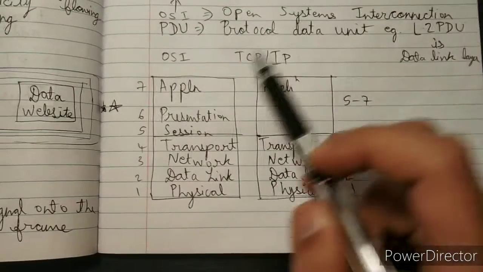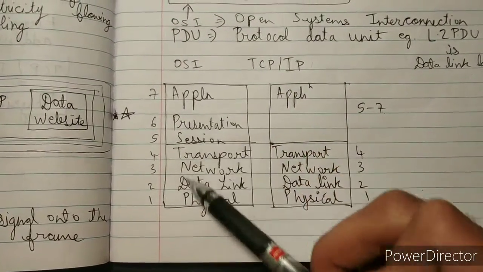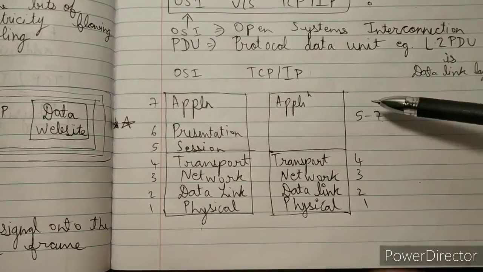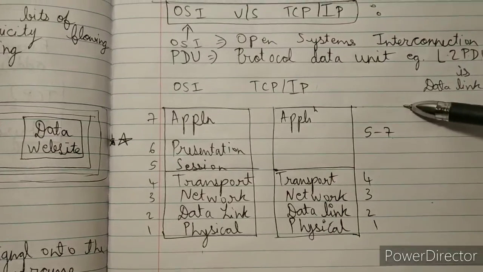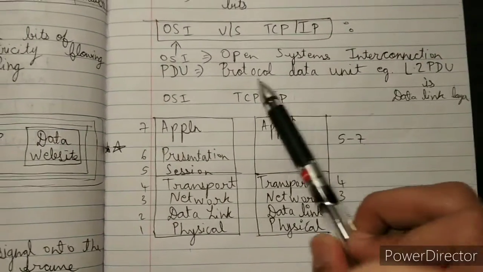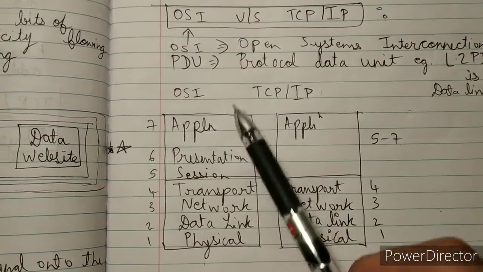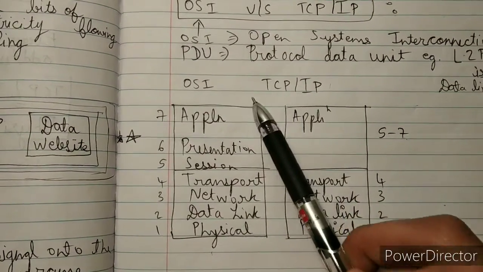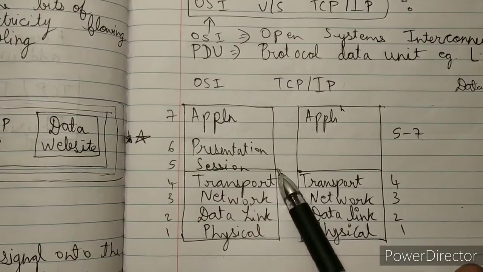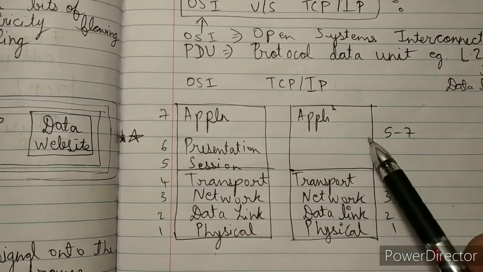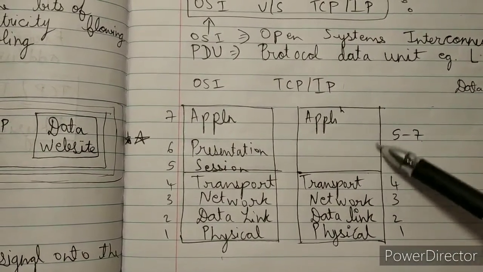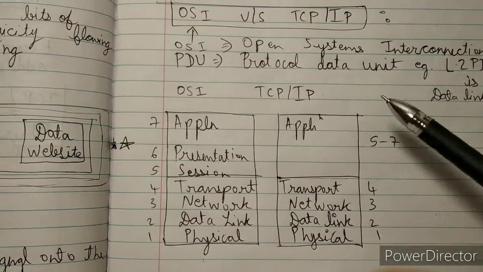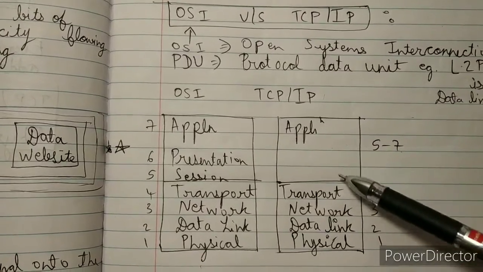As we see in this diagram, we have 7 different layers in the OSI model and 5 different layers in the TCP/IP model. In the OSI model, we have application, presentation, and session. Each layer has different functions, whereas in the TCP/IP model, all 3 layers are combined and the application layer maintains the functions of the presentation and session layers.